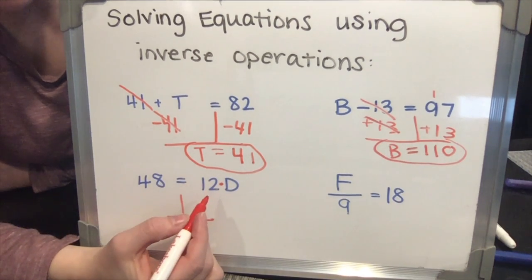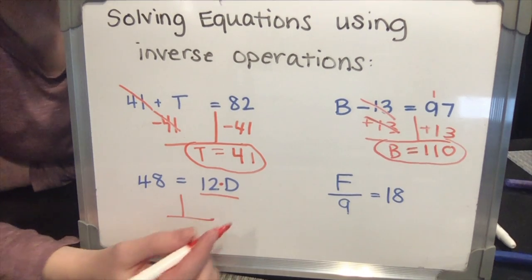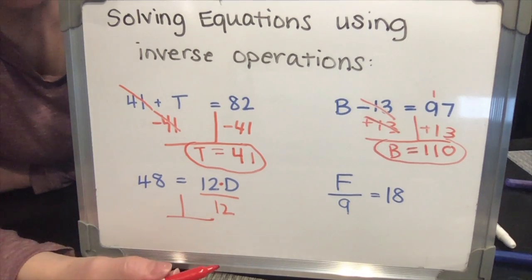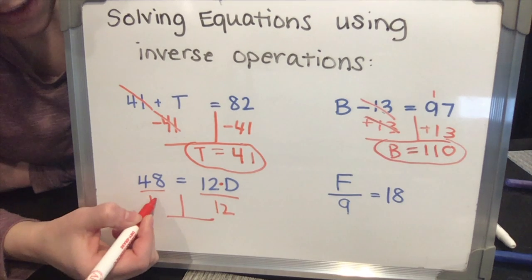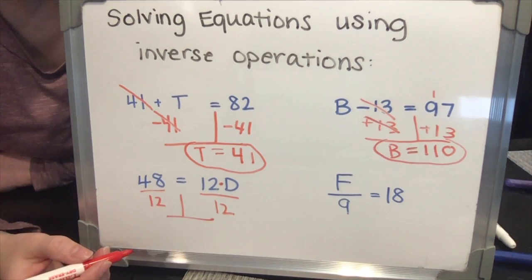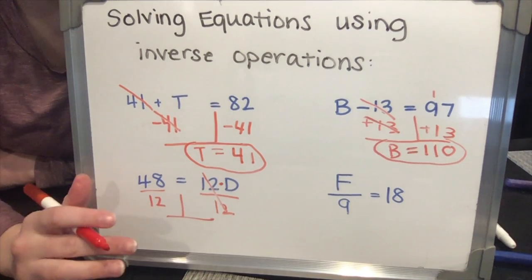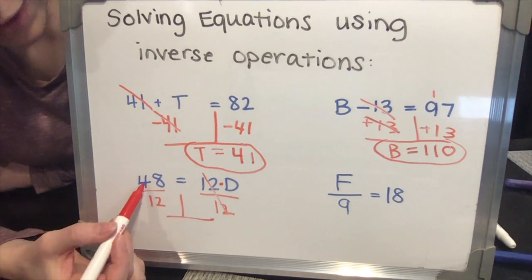The opposite, or the inverse, of multiplication is division, and I'm going to draw it with a division line because as sixth graders, we know that's the best way to draw it moving forward. So we're going to divide by 12 over here. If we divide by 12 on that side, I want to divide by 12 on this side as well. So these 12s cancel each other out because they were perfectly opposite of one another. They were inverses.